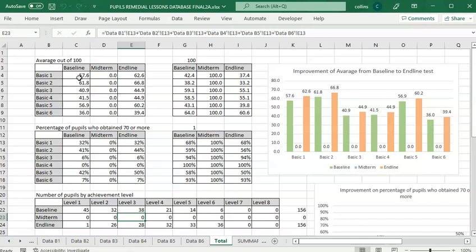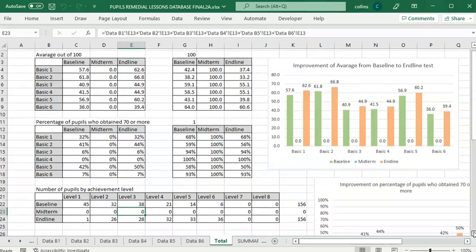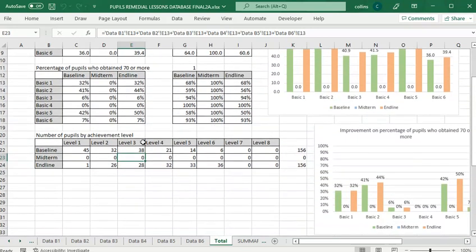So here, this is average out of 100, and clearly you see that we have all the figures for basic 1 up to basic 6 for both the baseline and endline. So you are able to know how many percentage of pupils had a score of 70 or more, and that is the information being provided here. Then you are also able to know the number of pupils who were placed in each of the levels based on their achievement or their ability.